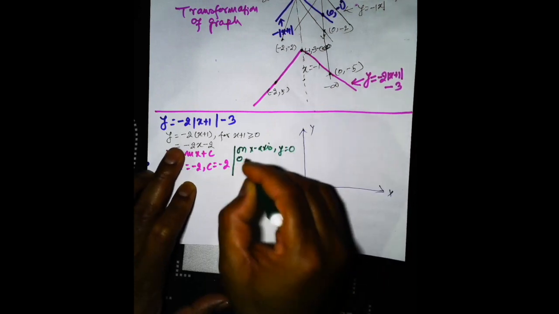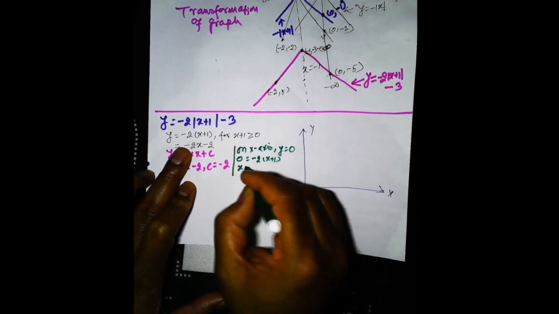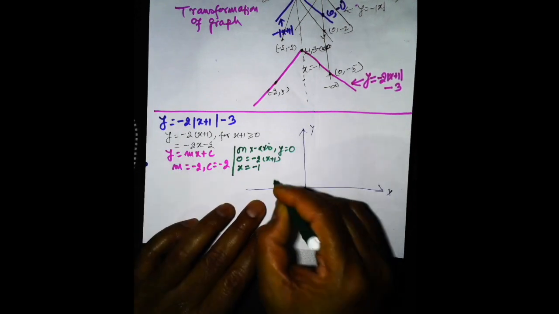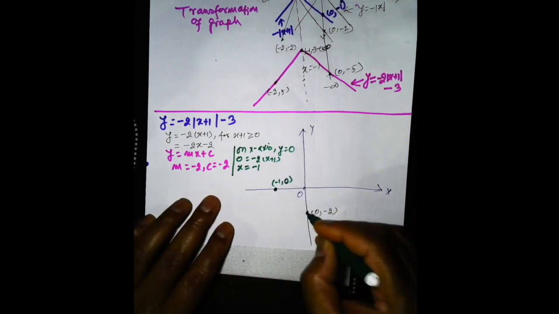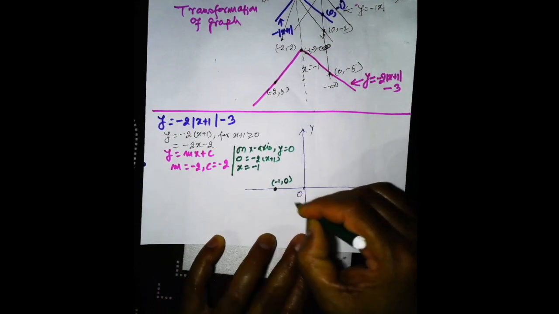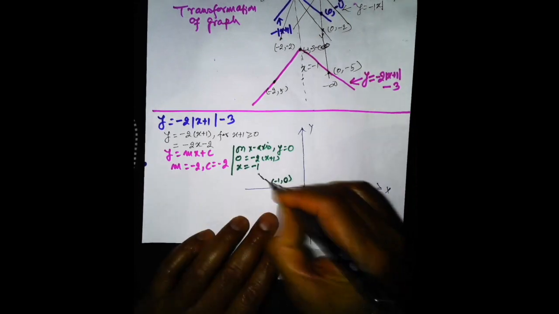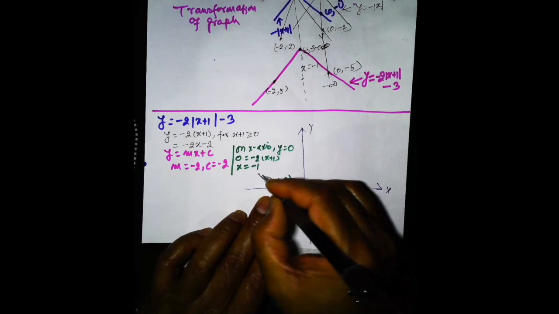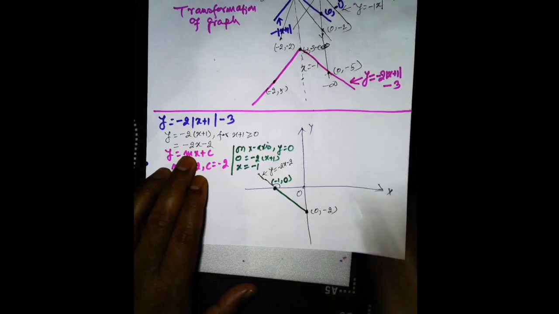That will give you 0 equals -2 times x plus 1, and when you solve it, you will get x equals -1. So we have found the point on the x-axis as (-1, 0). Now on the y-axis we already have this, so our line will be like this. Here you can see this line makes an obtuse angle with the x-axis. So this is the equation for the line y equals -2x minus 2.